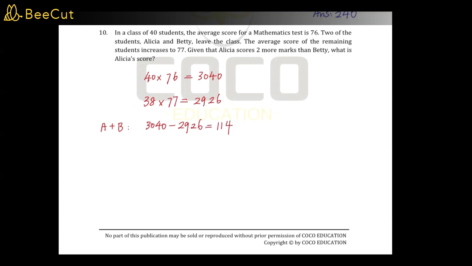Now A scores 2 more than B, and the sum of them is 114. So to find the value of A, we can add 2, 114 plus 2. Then now they are the same, then divide by 2. So we find that A is 58, where B is 56. The sum is 114. So the answer is 58.